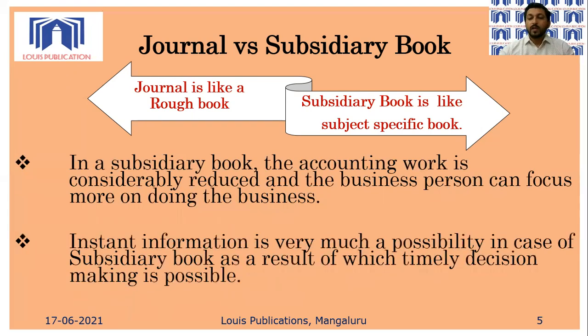Second thing that we have is, if I want ready information, that is possible only through a subsidiary book and not through journal. Remember this. So instant information is very much available. Suppose I want information about credit purchases of goods for the month, I need to simply go to the purchases book. If I want information about how much is the sales returns during a particular month, I need to simply go to the sales returns book. If I want to find information about the cash balance in hand, I need to look into the cash book. So instant information is very much possible in case of a subsidiary book.